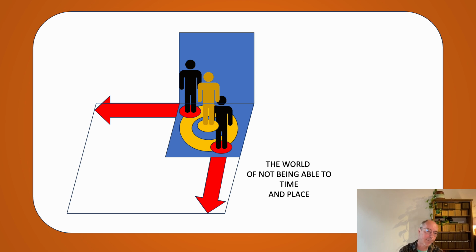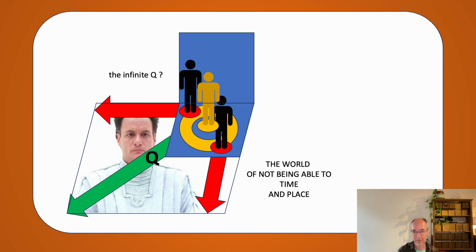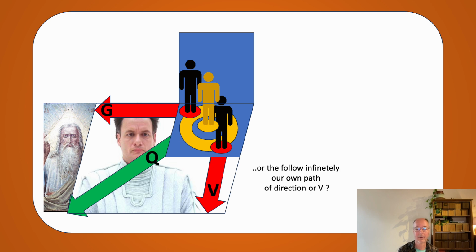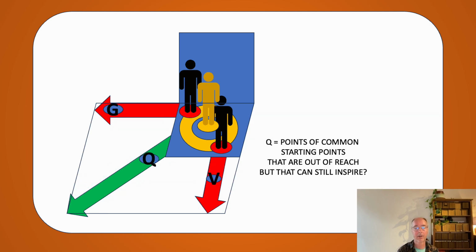So you have a whole platform of anything else that is still there, and there are letters there. What if we could really reach this infinite Q, this infinite world of G, the path of our path, our own directions, the V? Welcome to the infinite directions of the seventh dimension. Now, I'm a bit joking.